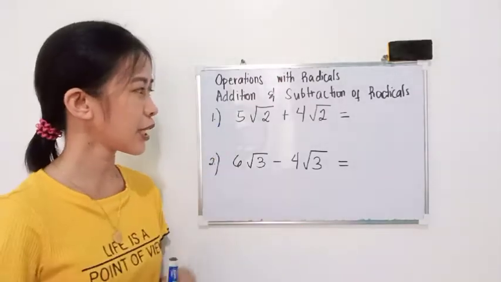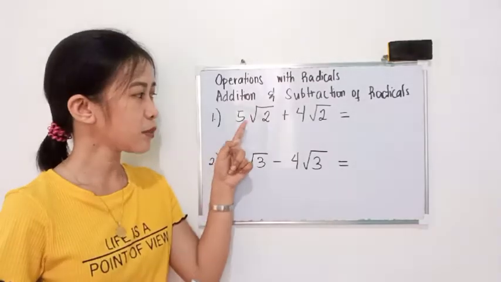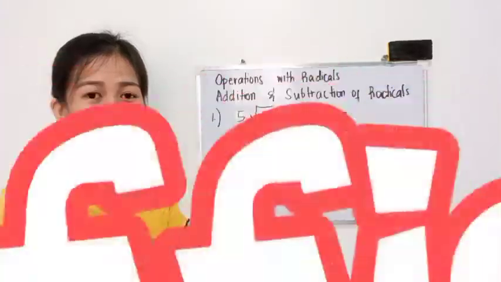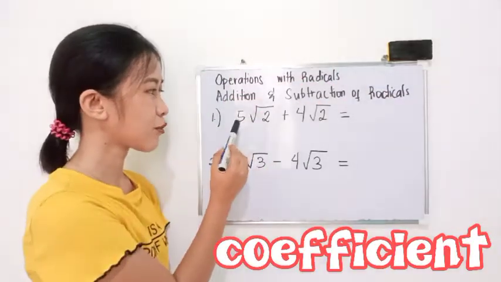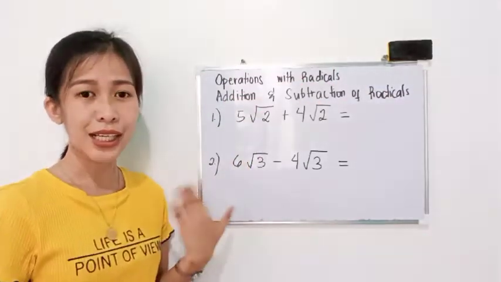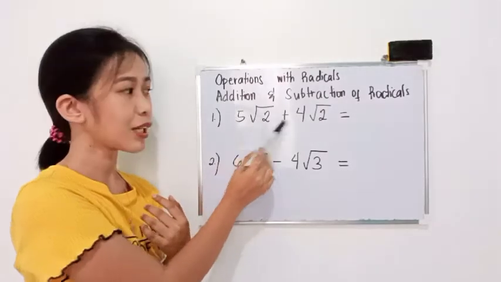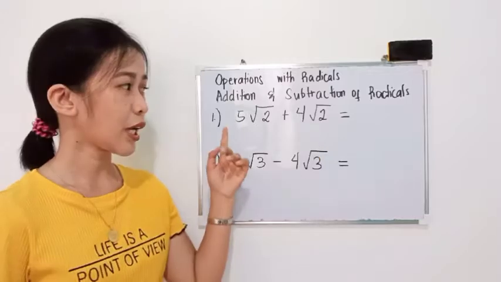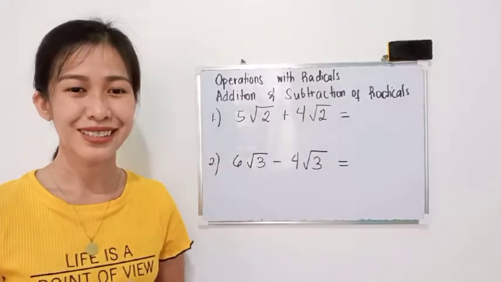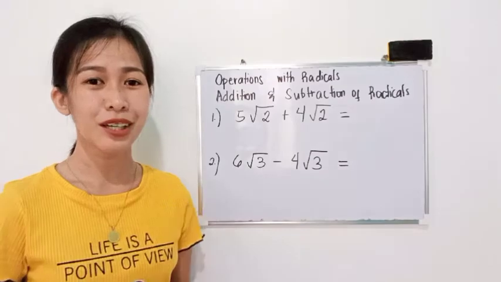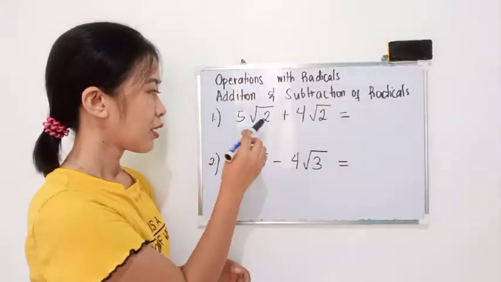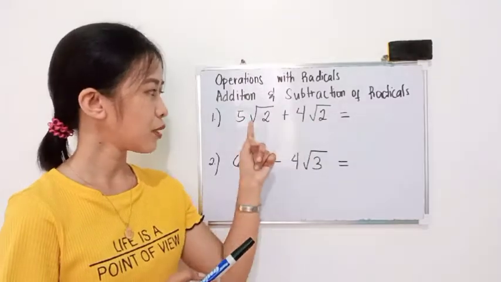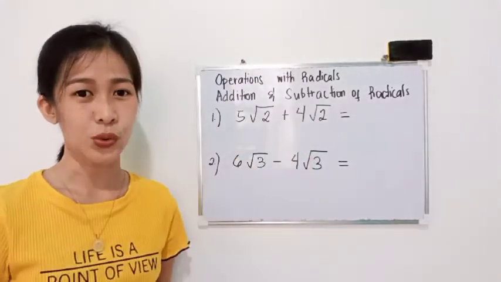Okay? So, we have here, number 1, 5 square root of 2 plus 4 square root of 2. And this has constants. Our constants are the 5 and 4 since they are outside of our radicals. These are the radicals. We have square root of 2 and square root of 2. Are they similar or dissimilar? They are similar radicals because they have the same radicands and the same indices, or they are both square roots.